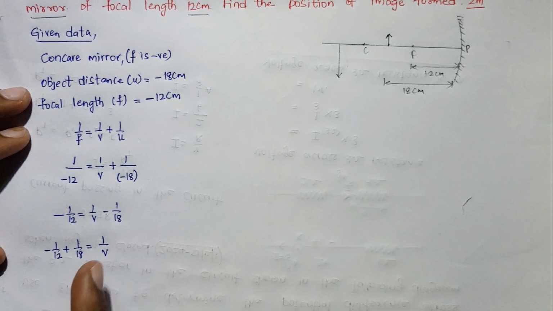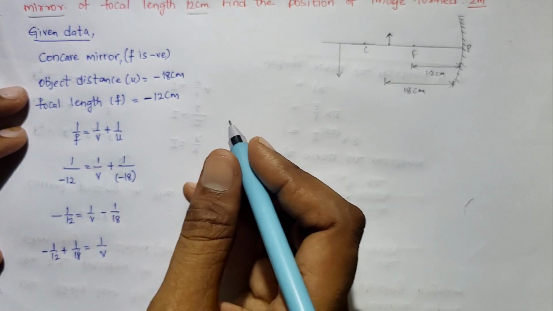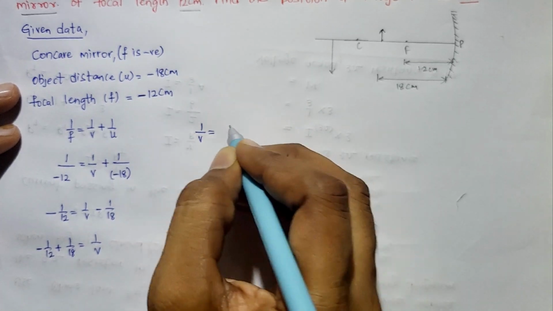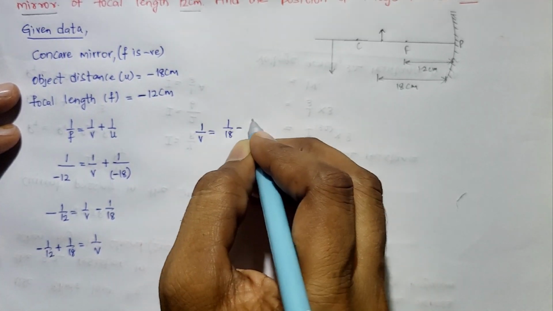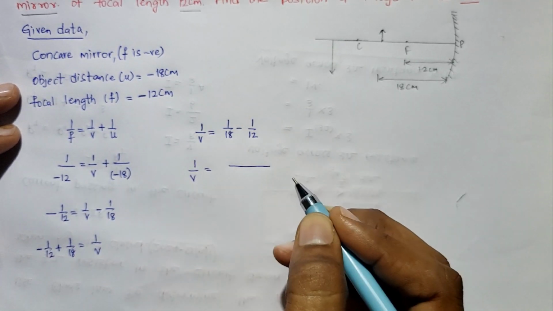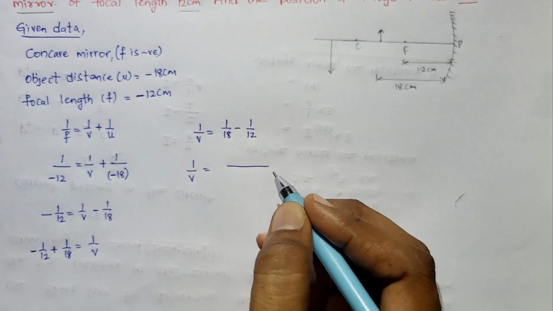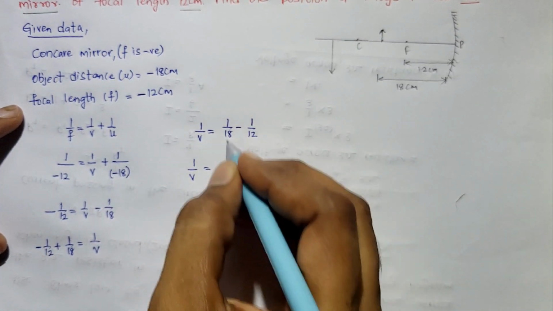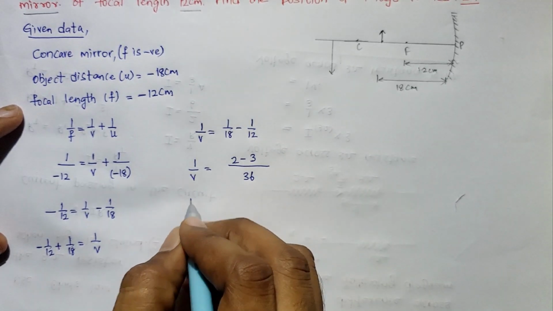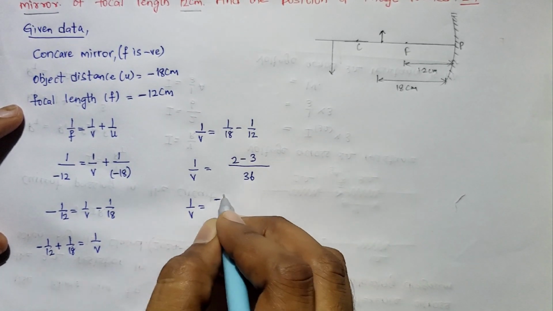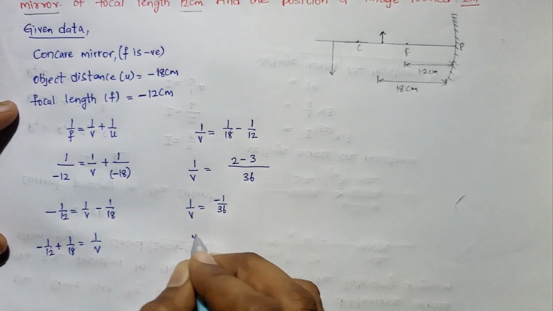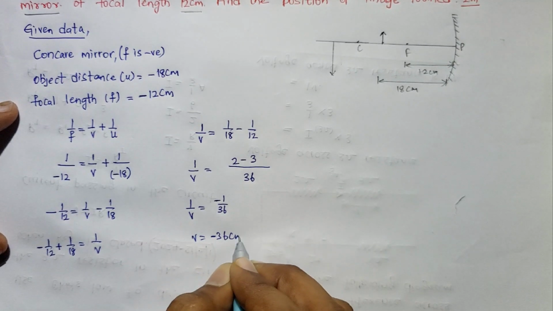Correct? So if I exchange both LHS and RHS, I can write it as 1 by v is equal to 1 by 18 minus 1 divided by 12. Next step, 1 by v is equal to, with 18 and 12, the least common multiple will be 36. Okay. So 18 twos are 36, 12 threes are 36. So 1 by v is equal to 2 minus 3, which is minus 1 divided by 36. Inverting on both sides, we will get v is equal to minus 36 centimeters.